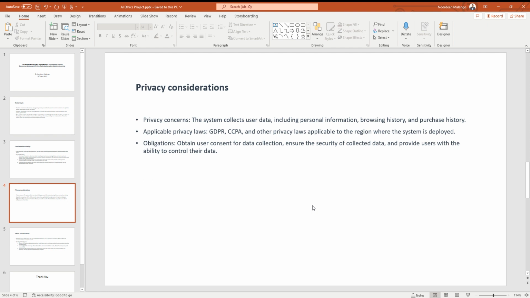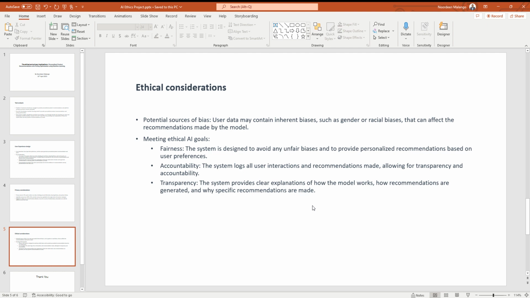For those that do opt out of the recommendations and the use of their data, we're going to have that kind of obligation as well. In terms of ethical considerations, there are potential sources of bias in our system. One is that user data may contain inherent biases, such as gender or racial biases, that may affect the recommendations being made by the model.